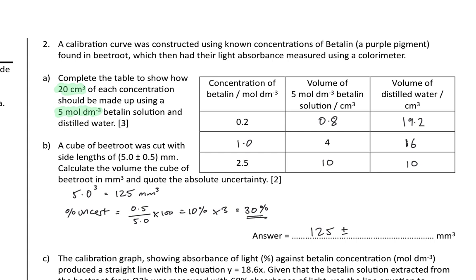Therefore, 125 multiplied by 30% is my absolute uncertainty. So 30 divided by 100, so 0.3 times 125, yes, it's 37.5 millimeters cubed. So yeah, that's my answer, 37.5.